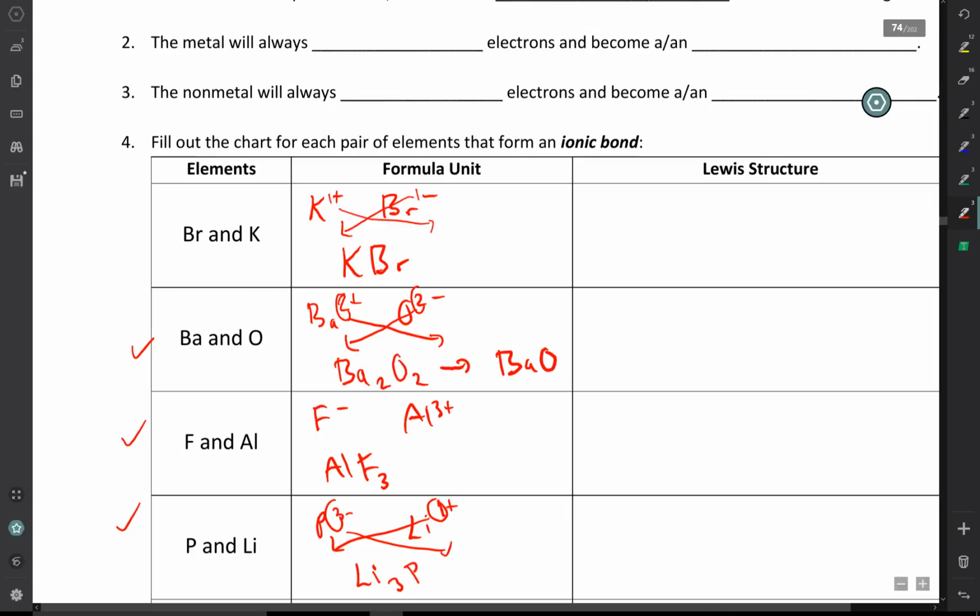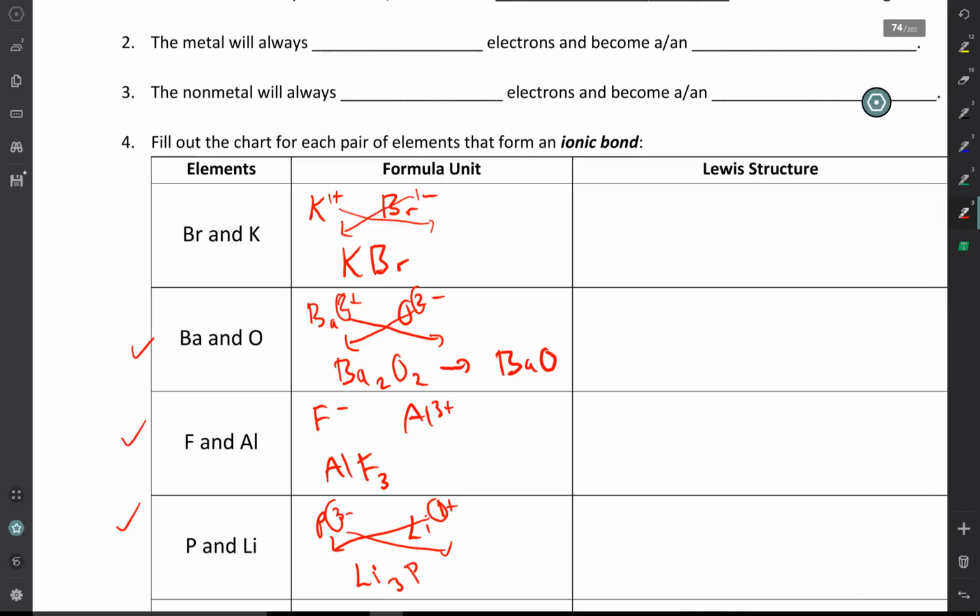And that makes sense. Phosphorus has a charge of -3 when it is the phosphide ion. Lithium has a charge of +1 when it is a lithium ion. So to keep the charges balanced, I need 3 lithium ions to balance out the 1 phosphide ion.